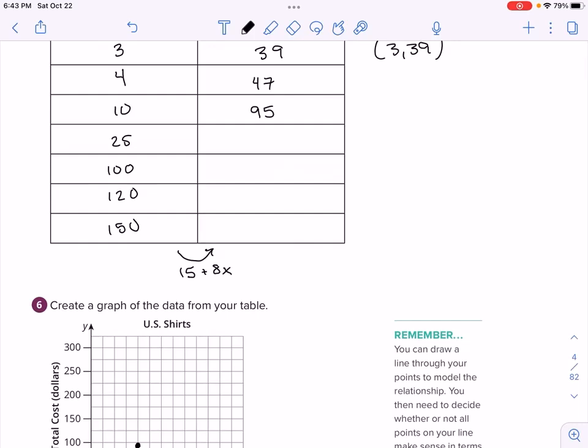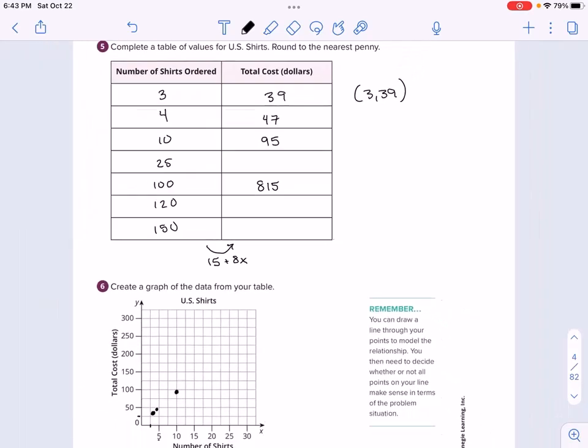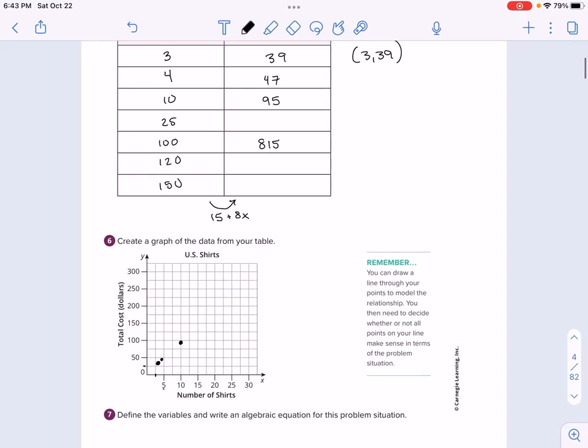I'm going to skip to 100. The 100 is what you're supposed to have done for number 1C. This would be 815. All right, so 100 and 815. That's off the graph here. The furthest right we can go is past 30. You know what, let's go back to 25. This is 215. So 25, 215.